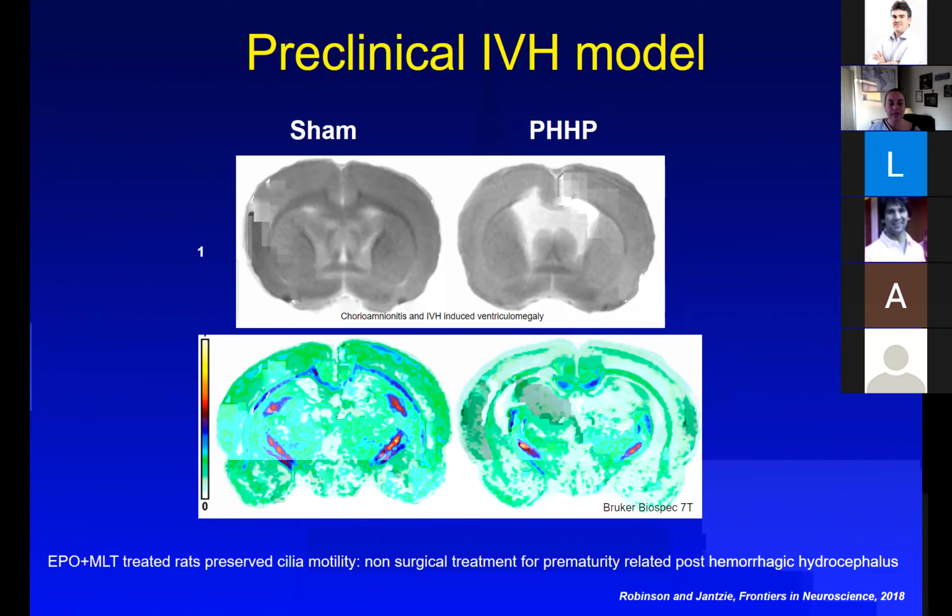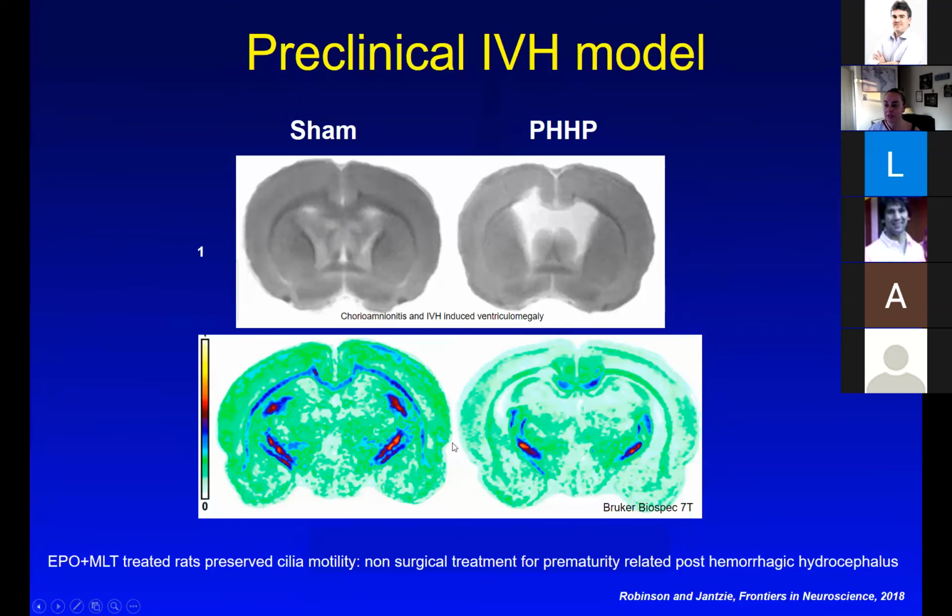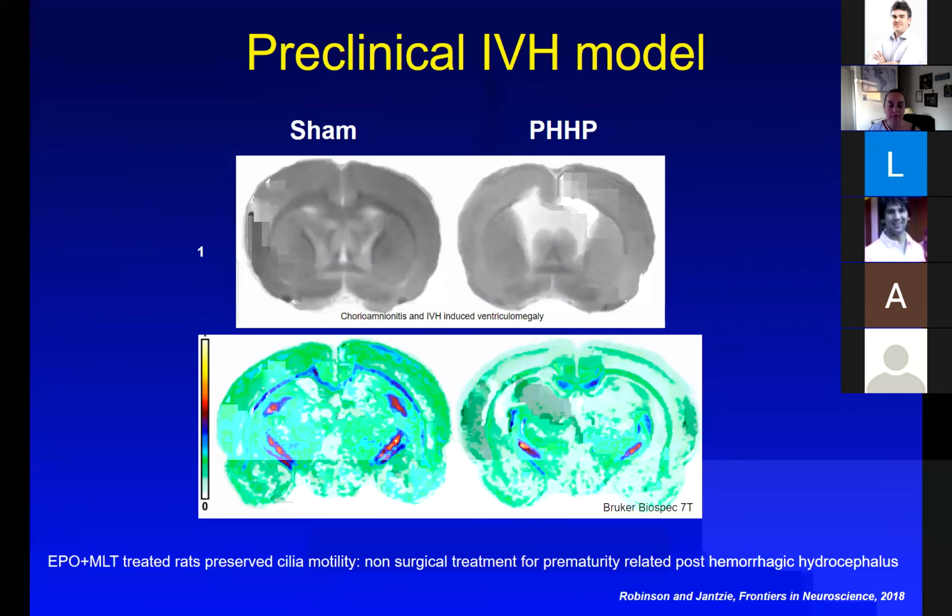I think that's a really neat work, and their early findings suggest that this may become the future, hopefully, for the treatment of IVH with early EPO and melatonin. Obviously, EPO is erythropoietin. And the primary thing that they found was that the motility of the cilia is critical to how well they respond to treatment.